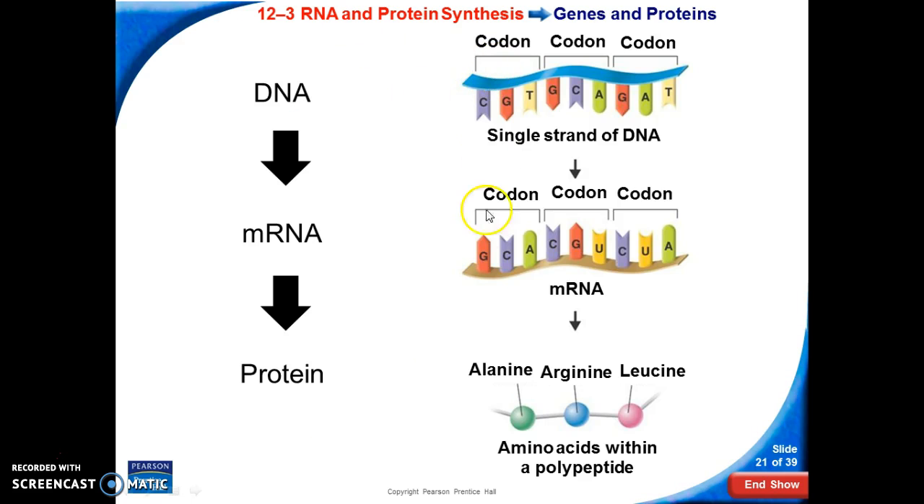This is just a picture showing you transcription and translation. First, information is copied from DNA. That information that is copied from DNA is now our messenger RNA. Messenger RNA leaves the nucleus, goes into the cytoplasm to pair up with tRNA to produce these amino acids. This chain of amino acids is going to produce our protein.